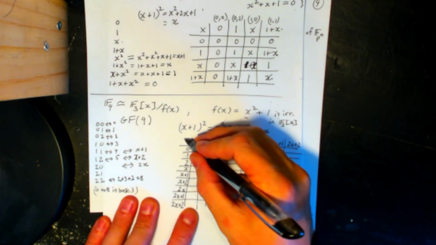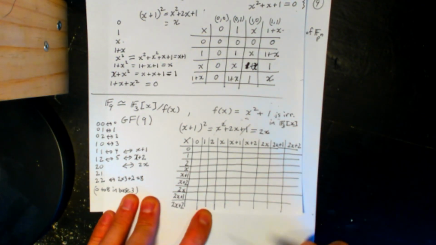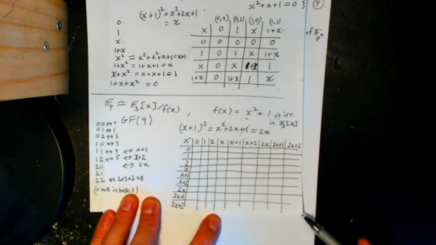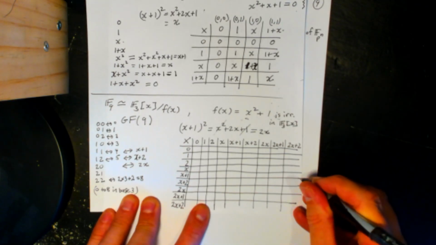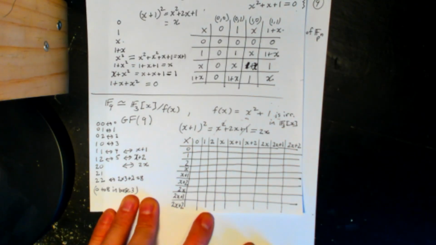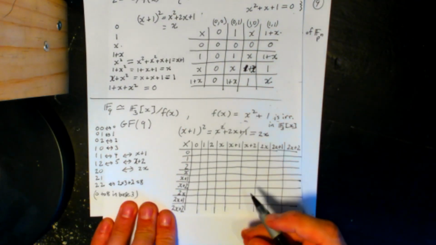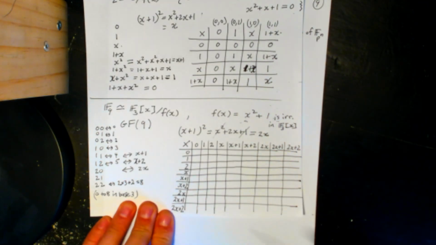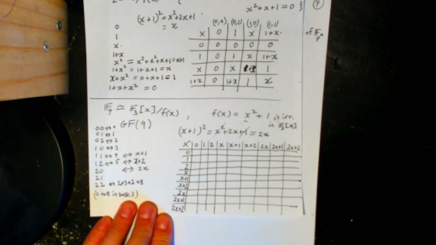Okay, and I'll let you fill out this Cayley table here, because we're going to have 9 times 9 is 81 entries in all of the products. Okay, and that would take me forever to fill out. So you can just pause the video here, fill this out, reducing modulo x squared plus 1, right? And so this is the Galois field with 9 elements.